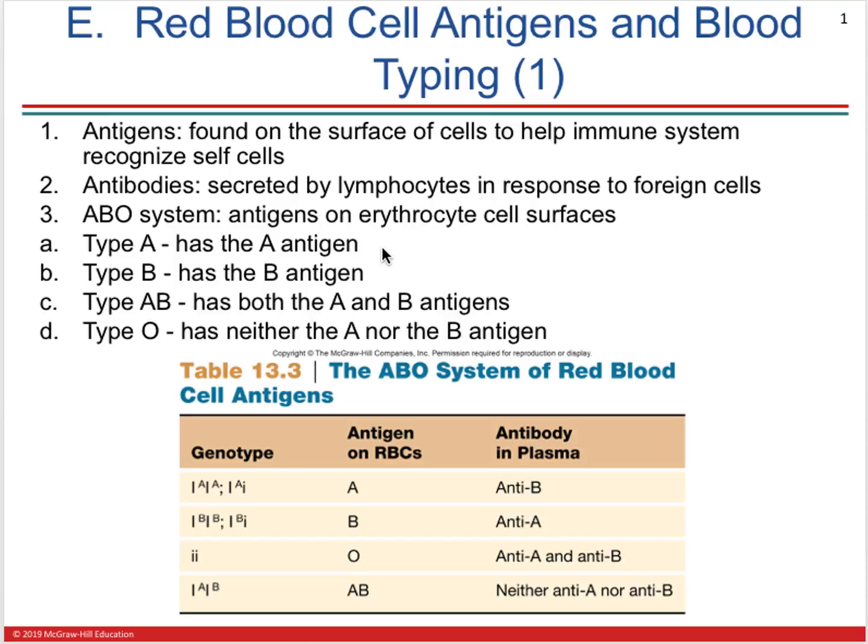But this leads to something referred to as the ABO system. These are antigens on the cell surfaces of erythrocytes, on red blood cells. People who are type A have the type A antigen on their red blood cells. People who are type B have the type B antigen. People who are AB have both of these antigens, the A and B. And people who are type O don't have either of those. Okay? So this is called the ABO system.